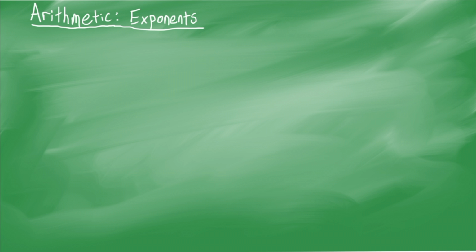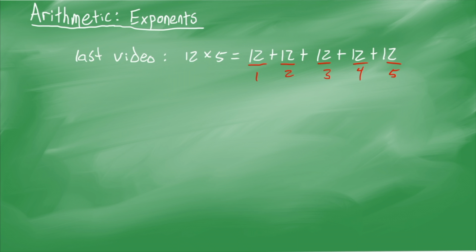Arithmetic, exponents. In the last video in the review, we showed that multiplication is basically adding equal-size groups, such that we get something like 12 eggs per carton with a total of 5 cartons. Multiplication gives us the expression 12 times 5, which can be written 12 plus 12 plus 12 plus 12 plus 12, 5 groups of 12.